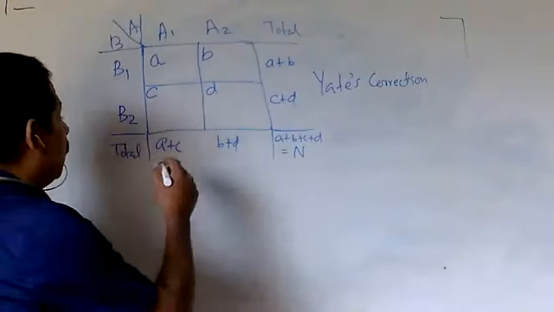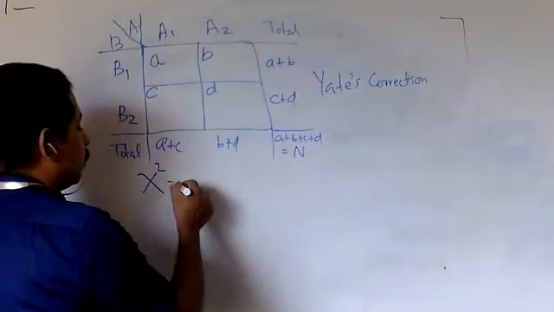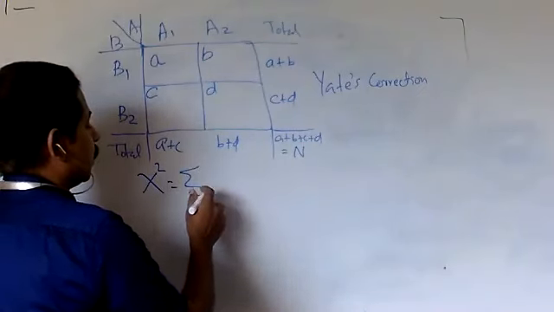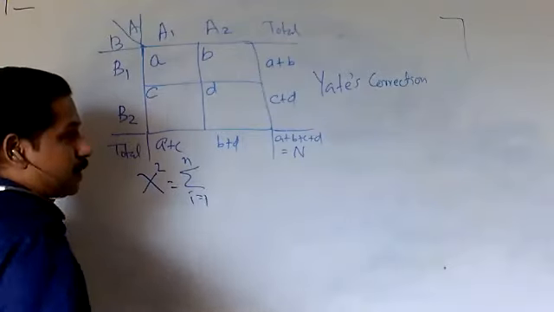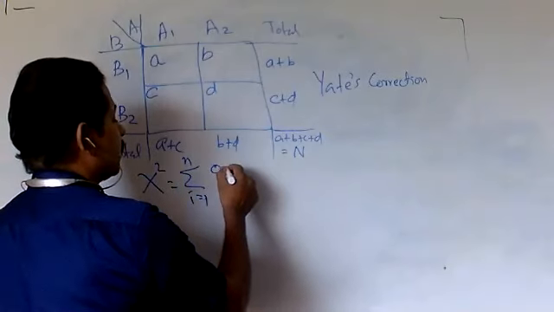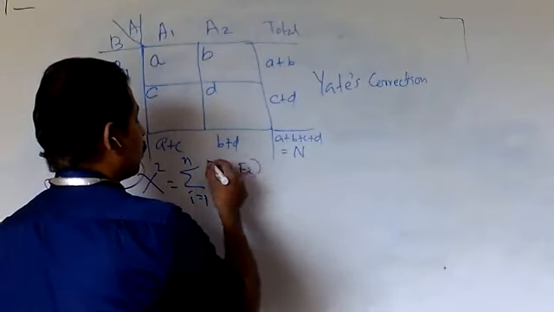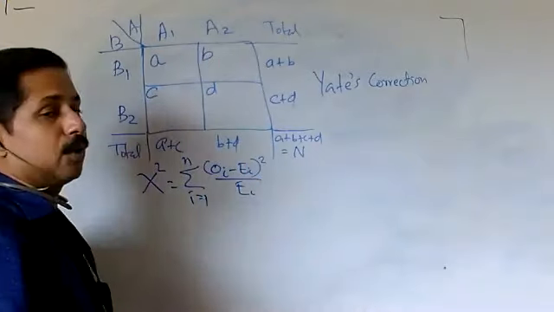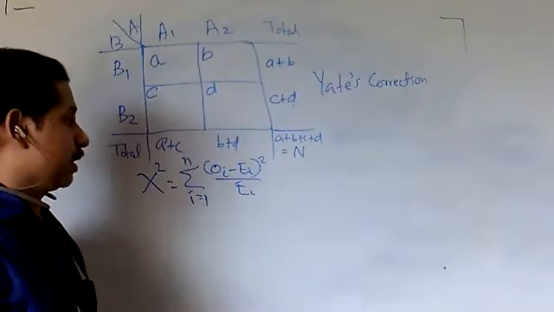You know that chi-square is the summation over i from 1 to n, where n means the number of cells. How many cells? 4. Chi-square equals the sum of (Oi minus Ei) whole square by Ei. This is the formula for the chi-square test.